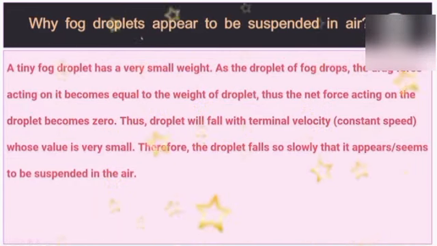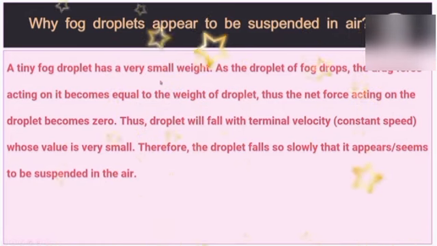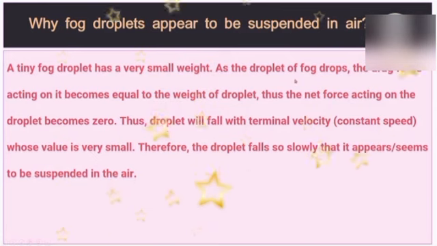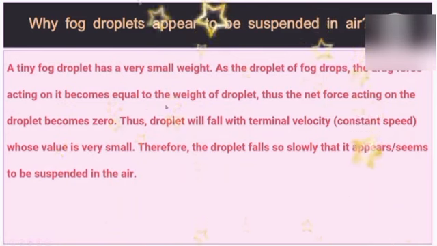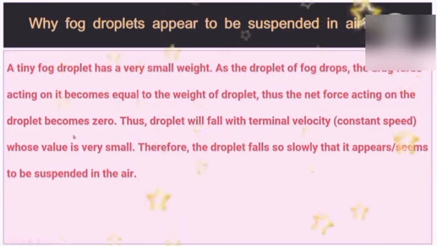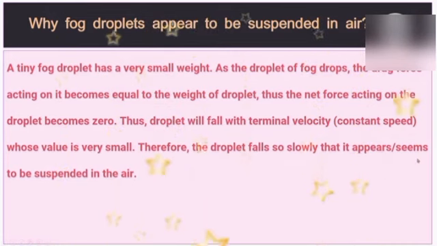Why fog droplets appear to be suspended in air? A tiny fog droplet has a very small weight. As the droplet of fog drops, the drag force acting on it becomes equal to the weight of droplet. Thus, the net force acting on the droplet becomes zero. Thus, droplet will fall with terminal velocity or constant speed whose value is very small. Therefore, the droplet falls so slowly that it seems to be suspended in the air.